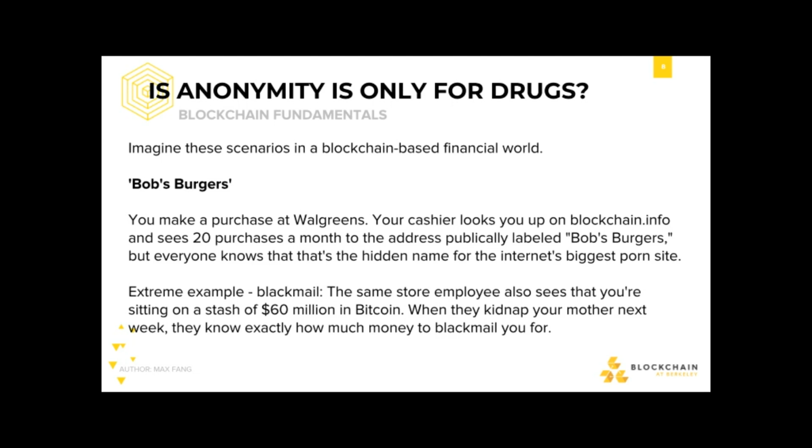Another example is if your cashier now knows all the money that you have in your account, and they see, hey, you got a transaction for 60 million, which you probably inherited from your parent or something, and they decide, okay, I want some money, let me kidnap this person's mom or sister or someone, and then blackmail you, and they know exactly how much money you have, so they know exactly how much you can pay. So, hey, pay me 60 million, if not, I'm not releasing this person.